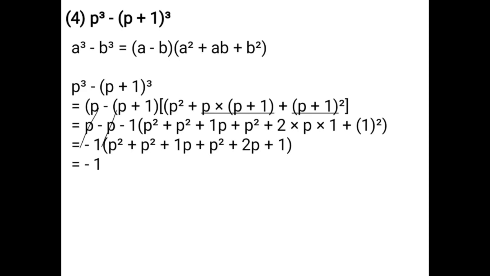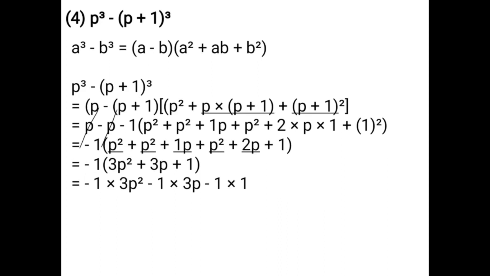Like terms which are same in bracket, you have to underline and then solve. p square plus p square plus p square, add it. The answer is what? That is in bracket 3p square, plus 1p plus 2p you have to add, that is plus 3p, plus 1 you have to write as it is, close the bracket. You have to write the multiplication form of (3p square plus 3p plus 1) into minus 1, that is equal to minus 1 into 3p square minus 1 into 3p minus 1 into 1, multiplying each term by minus 1.